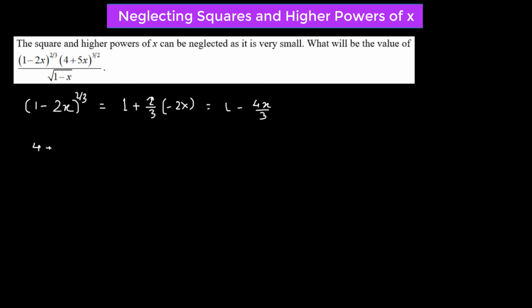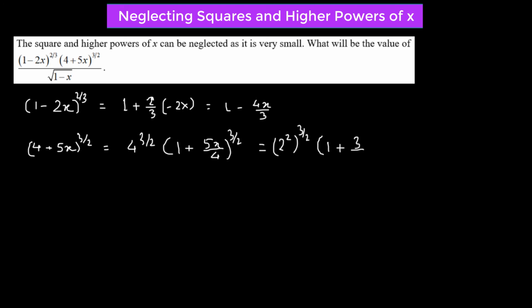Then we have 4 plus 5x, which is the second expression in the numerator, raised to the power of 3 by 2. Now we factor out 4, so we have 4 raised to the power of 3 over 2 times (1 plus 5x over 4) whole raised to the power of 3 over 2. So 4 can be written as 2 squared raised to the power of 3 over 2 times 1 plus n, which is 3 over 2, times x, and x is denoted by 5x over 4. And that should give us the 2 and 2 will factor out. It will leave us with 2 cubed, and 2 cubed would be 8 times 1 plus 15x over 8.